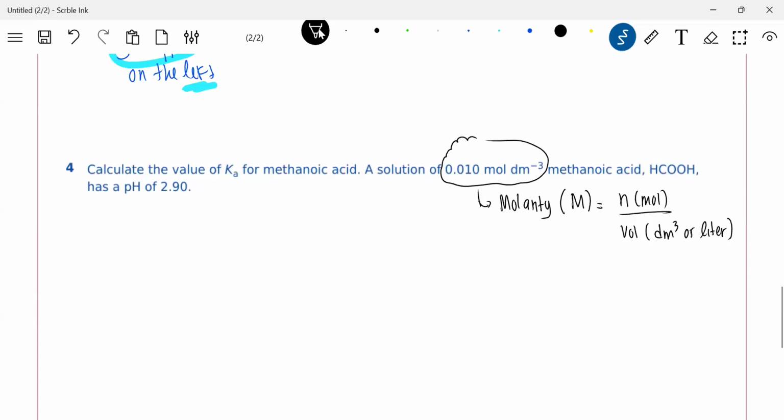Methanoic acid, and then the pH is 2.9. Be careful, pH starts from 0 up to 14. If it is 0 up to 7, we can group it as an acid.